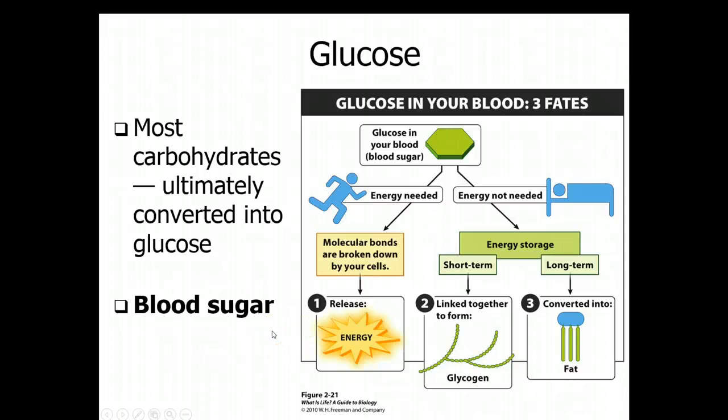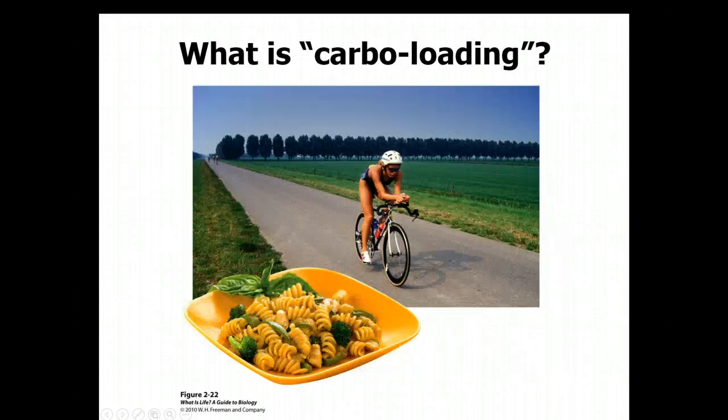Glucose is what most carbohydrate is ultimately converted to, what we call blood sugar. We hear a whole lot about this now when we talk about diabetes and energy. So energy is needed, and molecular bonds are broken down by your cells. Energy that's not needed, we store it: in the short term as glycogen, in the long term as fat within our systems.